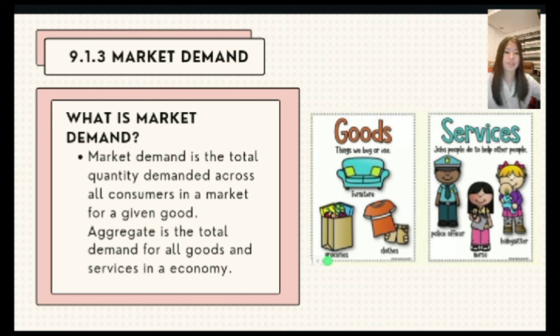So, what is market demand? Market demand is the total quantity demanded across all consumers in a market for a given good. Aggregate demand is the total demand for all goods and services in the economy. According to this picture, the goods are the things that we buy or use in our everyday lives, like clothes, groceries, furniture, and even shelters, etc. Then when it comes to services, it's all about the jobs people do to help other people. Tulad na lamang ng mga food crew, they're giving services to the customers who go to their restaurants daily, or other stores that serve services.